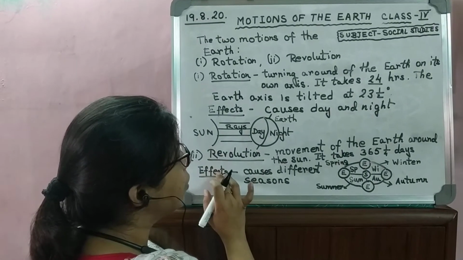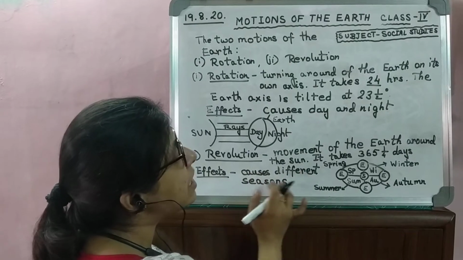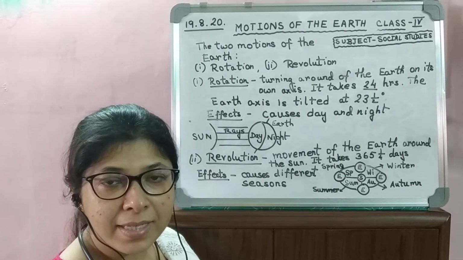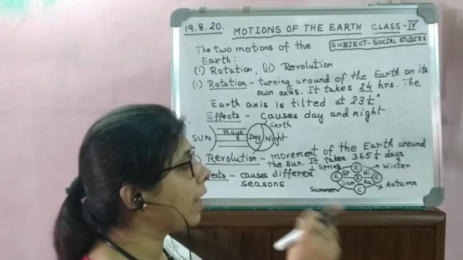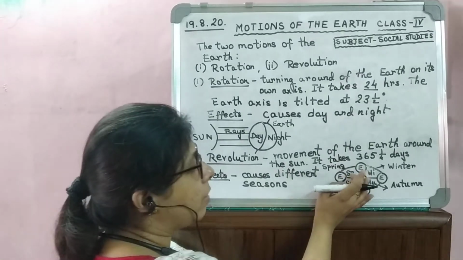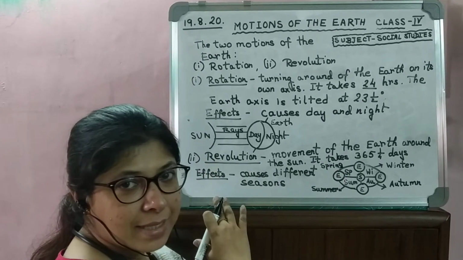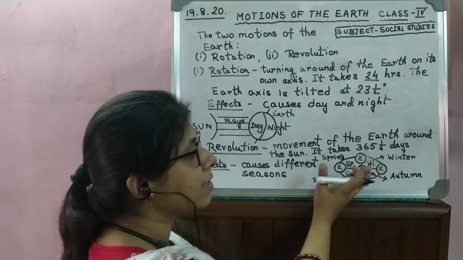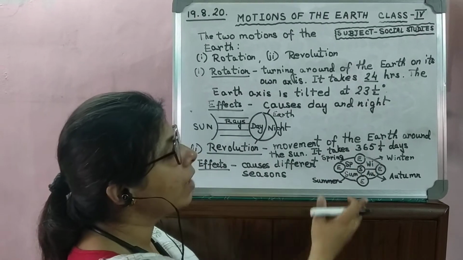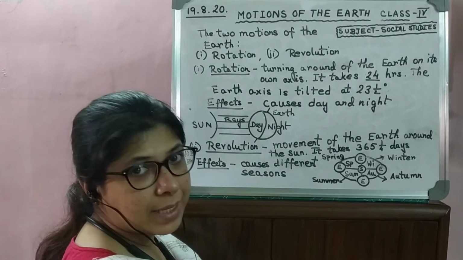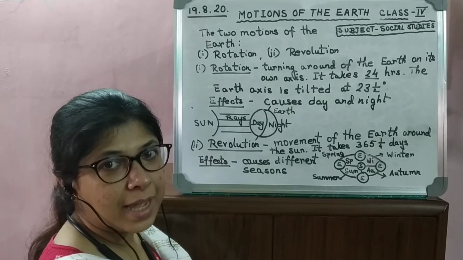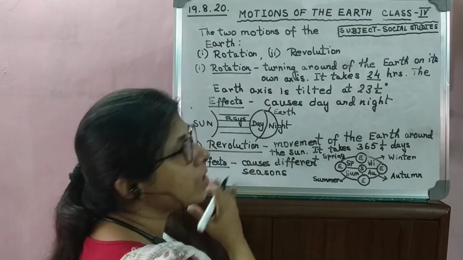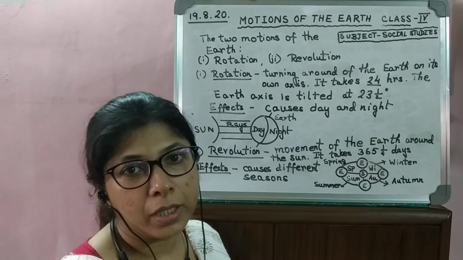The effect of revolution is that it causes different seasons. In a year, we know that there are 4 main seasons: summer, winter, spring and autumn. The part of the earth that faces the sun will get direct rays of the sun and will get heat and sunlight. As a result, there is summer over there. The part of the earth that is away from the sun will not get the direct rays of the sun. As a result, there is winter in that place. In this way, different seasons are caused by the revolution of the earth.